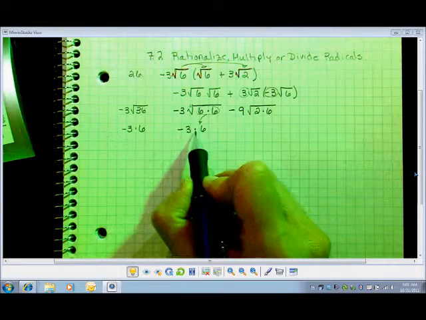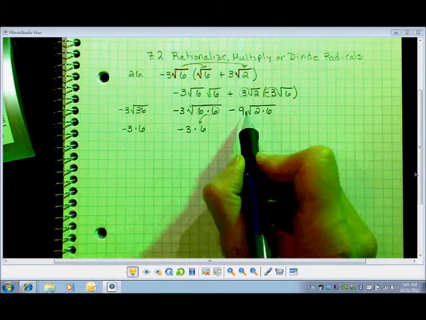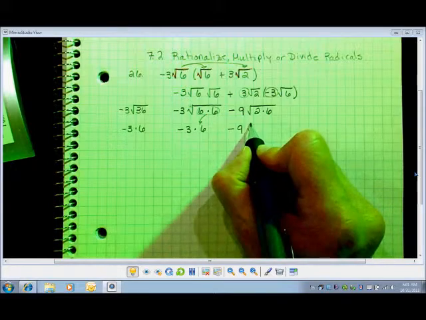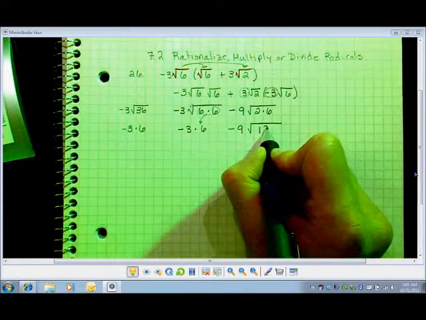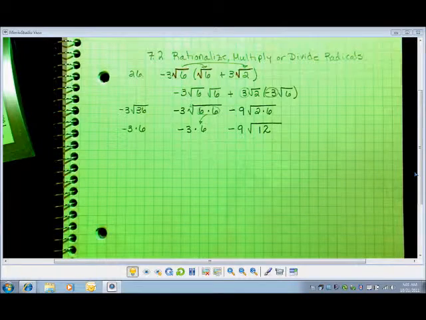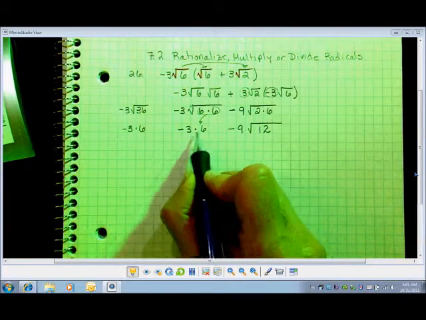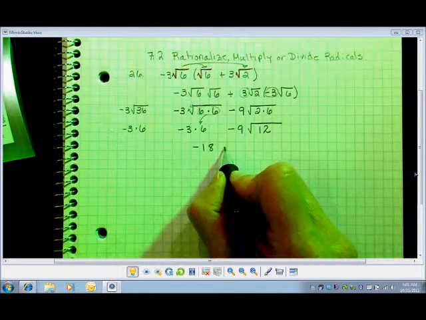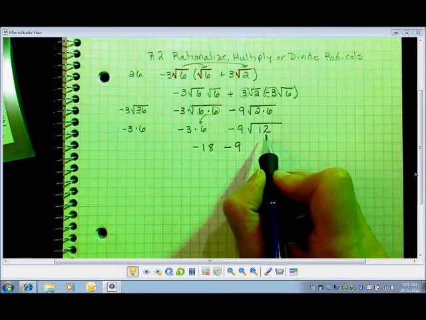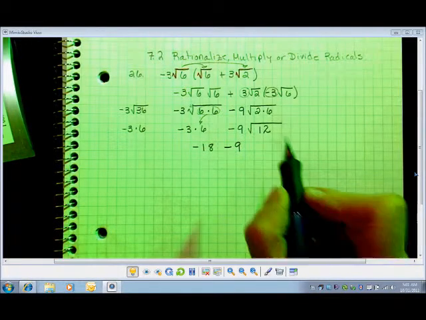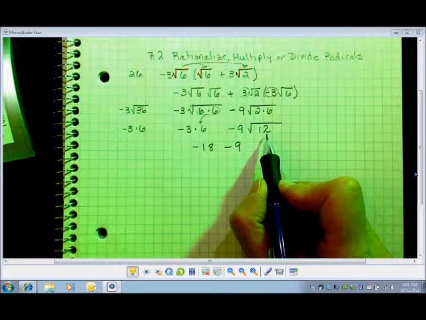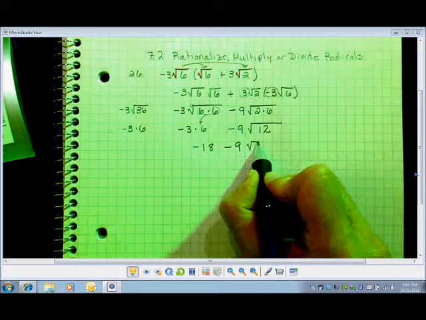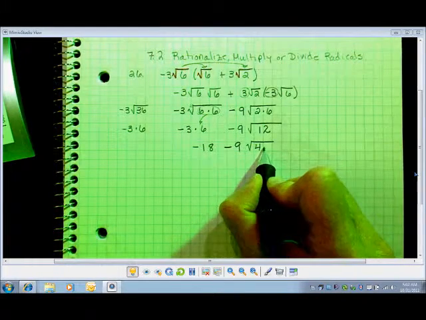So this is -3 times 6, and this is -9 times the square root of 12. -3 times 6 is -18. Now I have to be careful because the square root of 12 is not my final answer. 12 has a perfect square that's a factor. So the square root of 12 is the same as the square root of 4 times 3.